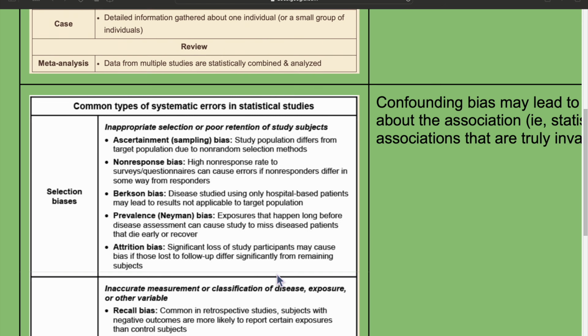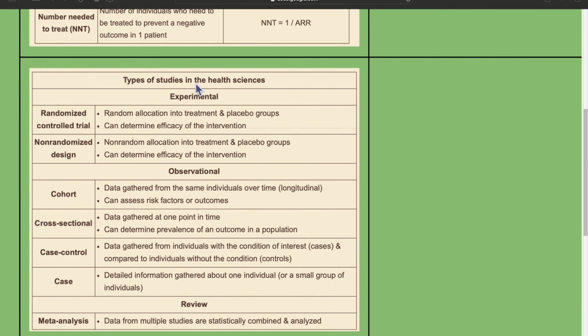Anyways, next, going on to this. Types of studies in the health sciences. Experimental: randomized controlled trial, random allocation into treatment and placebo groups, can determine efficacy of the intervention; non-randomized design, non-random allocation into the treatment and placebo groups, can determine efficacy of the intervention. Observational are the cohort, cross-sectional, case control, and case. Review is meta-analysis.